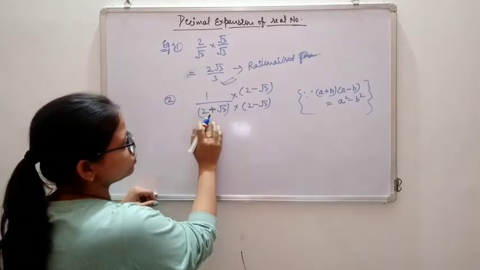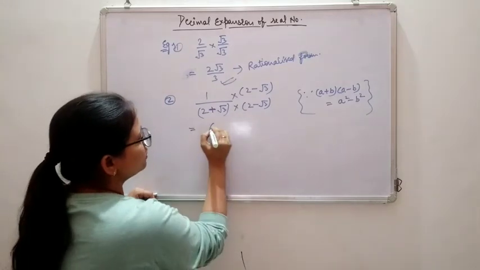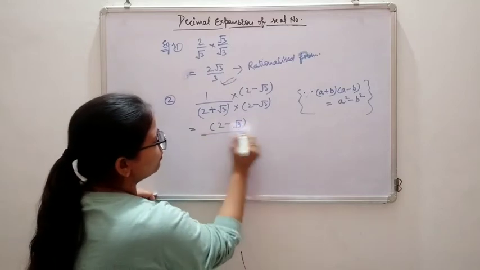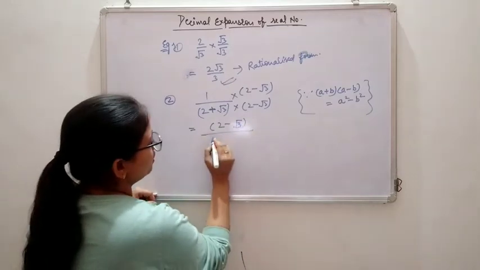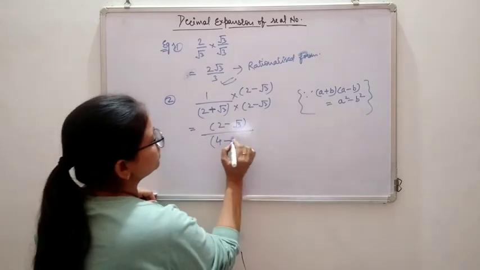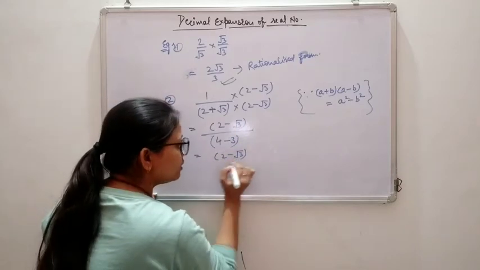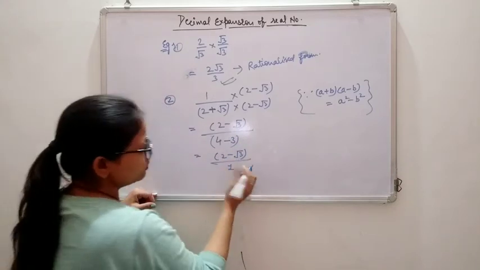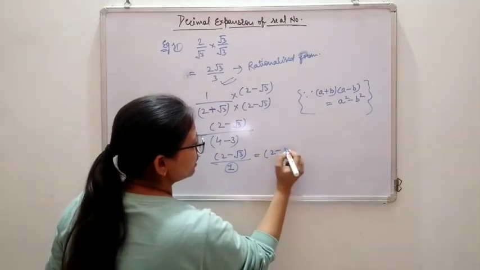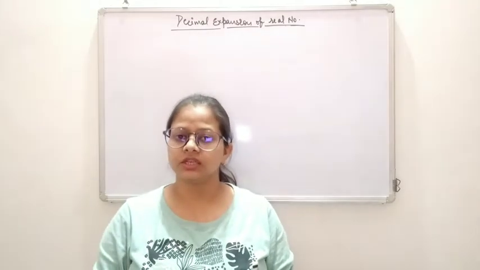So it will be the square of 2 minus the square of root 3, right? So here 2 minus root 3 upon, the square of 2 is 4 minus the square of root 3 is 3. So this will be 2 minus root 3 upon 1. That means there is no denominator. So the final result is 2 minus root 3. Right? Okay, so I hope this is clear to you.